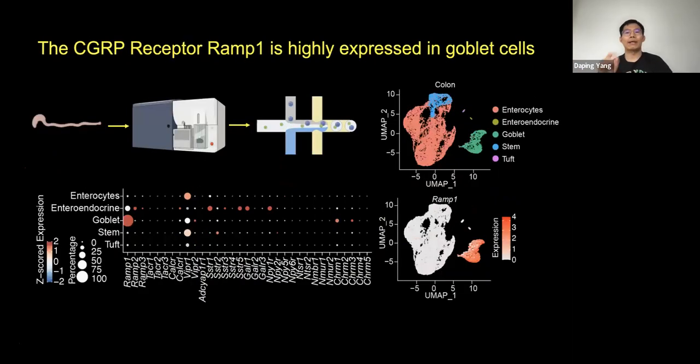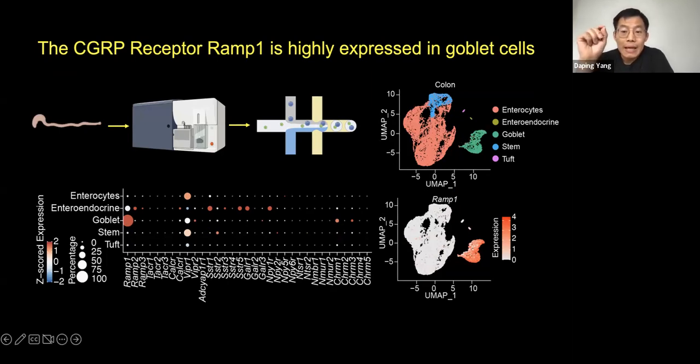So the next question is how nociceptor neurons regulate the mucus thickness. To this aim, we purified total epithelial cells from the colon and performed single-cell sequencing. As in the previously published literature, the total epithelial cells can be divided into several different subsets, such as enterocytes, enteroendocrine cells, stem cells, and also goblet cells.